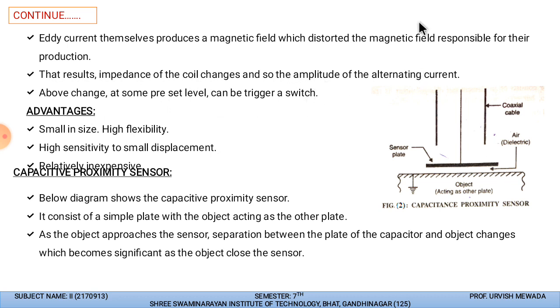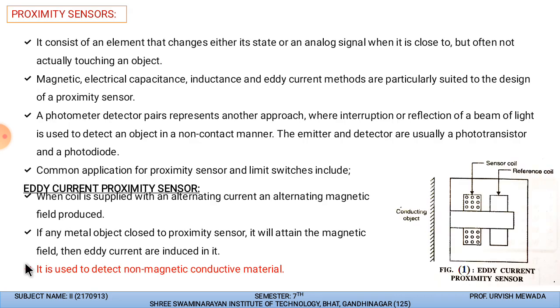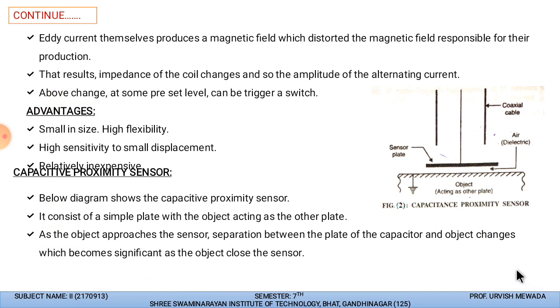The advantages of this proximity sensor, the eddy current proximity sensor, are that they are small in size, and it has high flexibility, because due to this type of arrangement we can place such a setup wherever we require. We can use this proximity sensor to measure any conducting element. Over here you can see that we use a non-magnetic conductive material, so we can sense the proximity of a non-magnetic conducting element with the help of this eddy current proximity sensor.